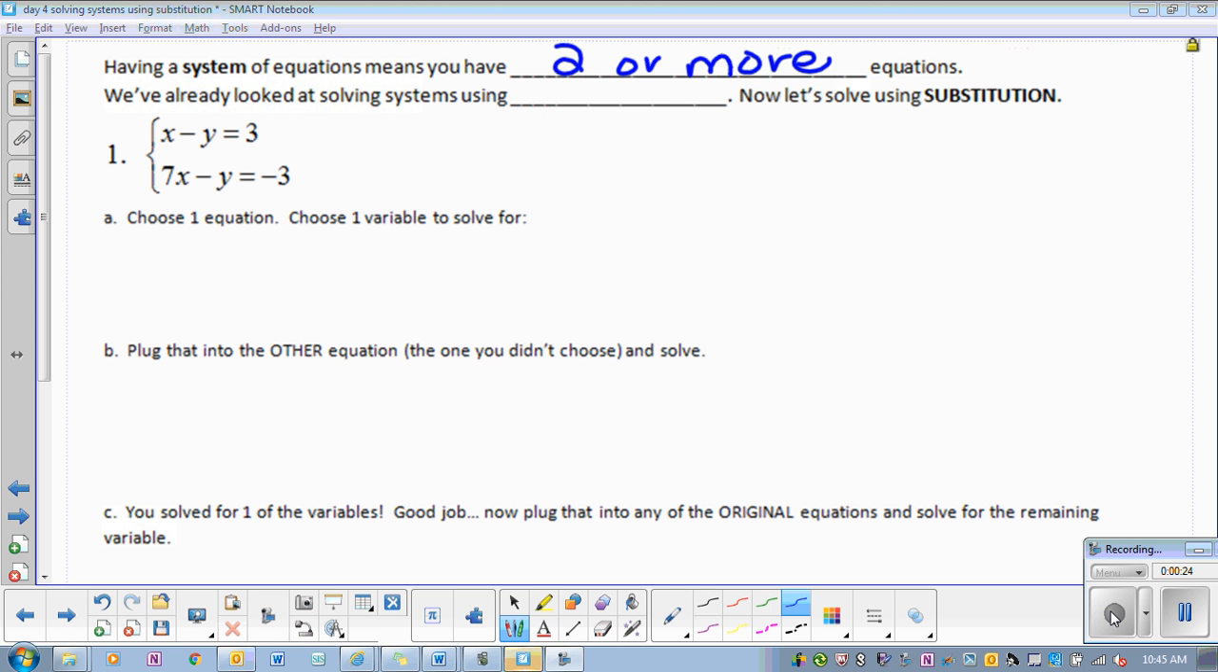And we've already looked at solving systems using graphing, right? That was where we had to graph everything and see where they intersect, because that was our solution. But now we're going to do it without graphing. We use all algebra. So this is how you do it. In a system, we're going to have these two equations, one and two.